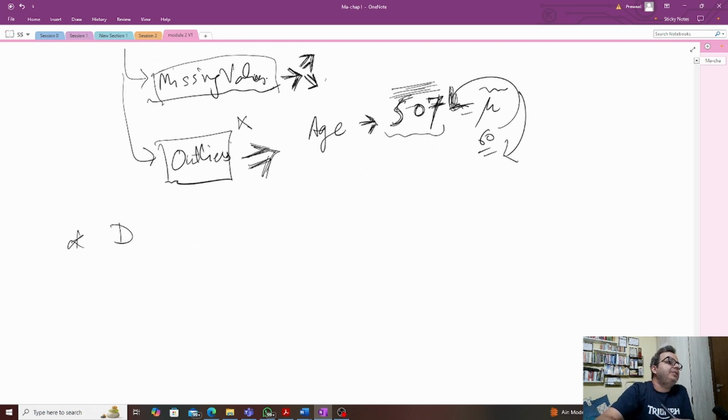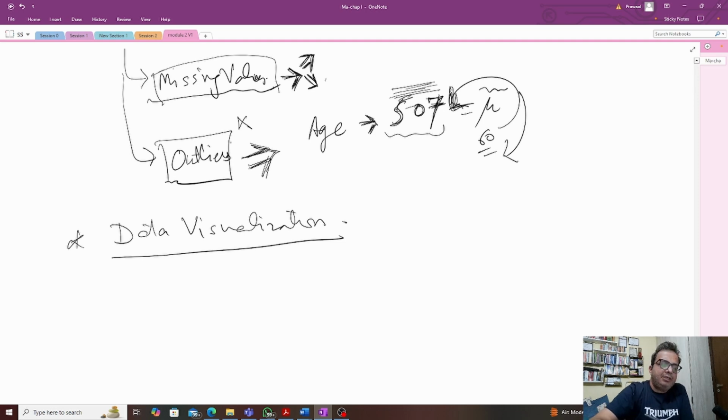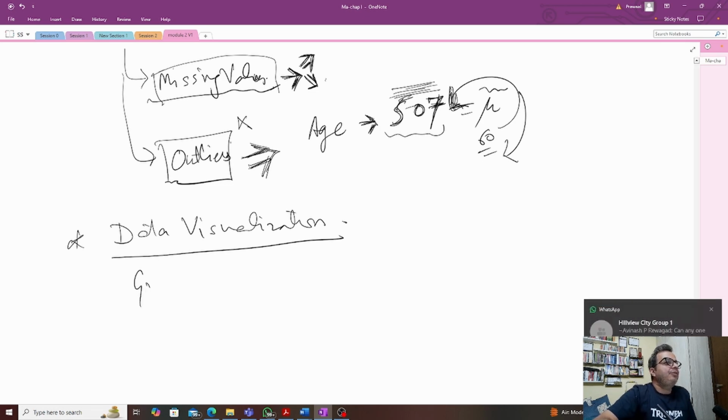Let's talk about data visualization for a while now. As we visualize data, some of these problems like outliers or missing values can also be interpreted or solved using visualization. A human eye or mind can visualize data in 2 dimensions or a maximum of 3 dimensions.